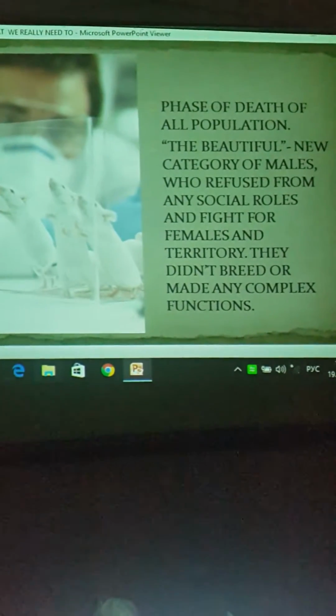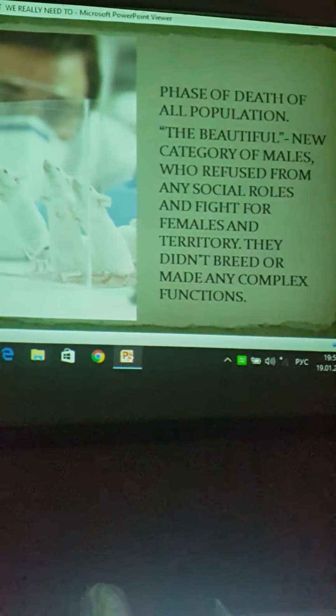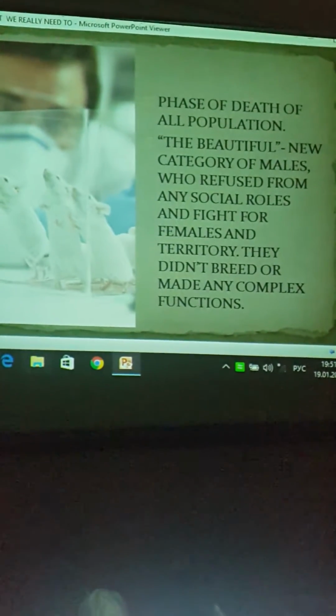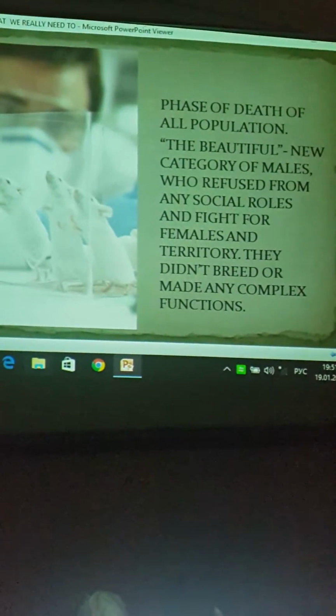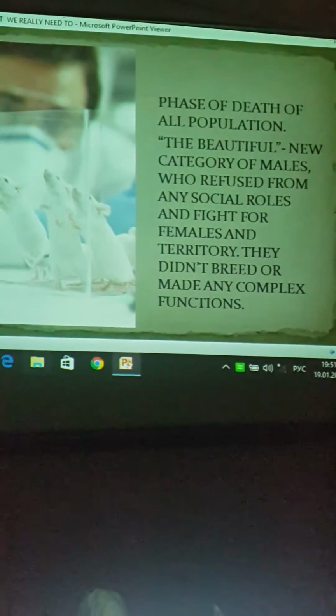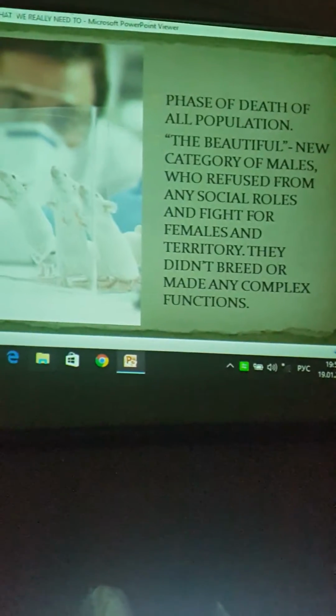After this period of time, we can speak about the last and very important phase of mice society. It was the 4th stage, and it was the phase of death. Why death? Because all mice died. How was it? Because they lived in real paradise. But in this stage, we can say that a new category of mice appeared. It was the beautiful ones. The beautiful ones were male mice who didn't want to breed at all. They didn't take part in any conflicts. They just ate, slept, cleaned their fur, and they didn't want to have anything in common with females, and they didn't want to breed at all.